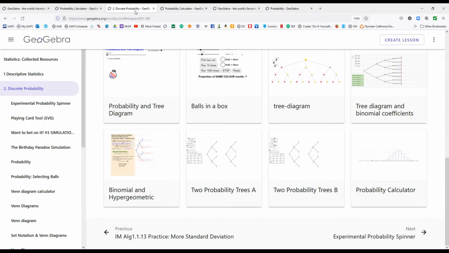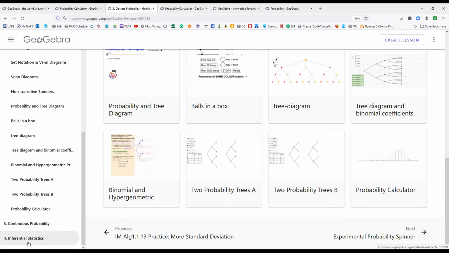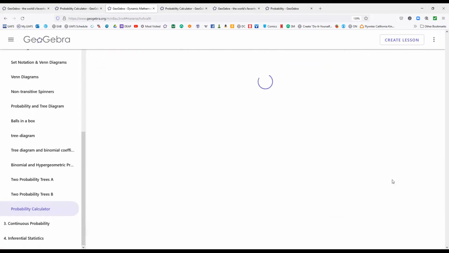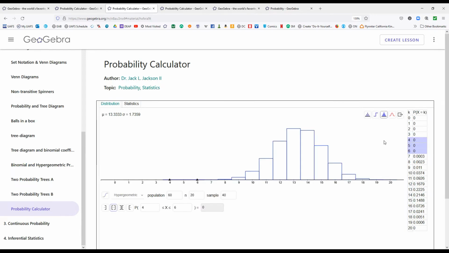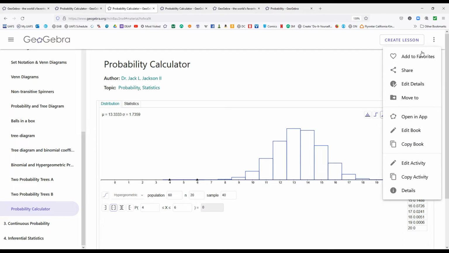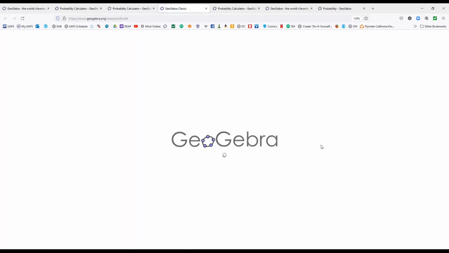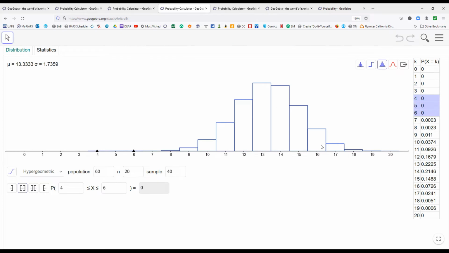by looking at my probability and statistics GeoGebra book. I actually have a link to it under discrete probability. It's also under continuous probability and inferential statistics because it's used for all those. But a little further down under discrete probability, you'll find it there. So you can click on that, and then you can click on this and say open it in the app, which is the way I would do it. So either way you get to this, and you can do several things with this.